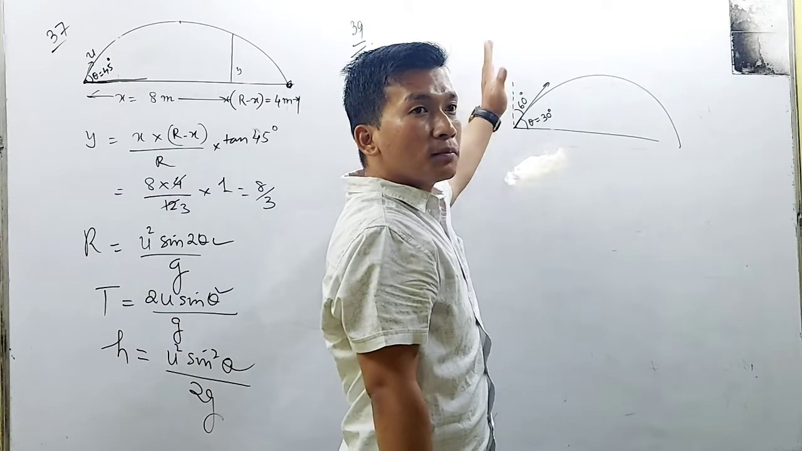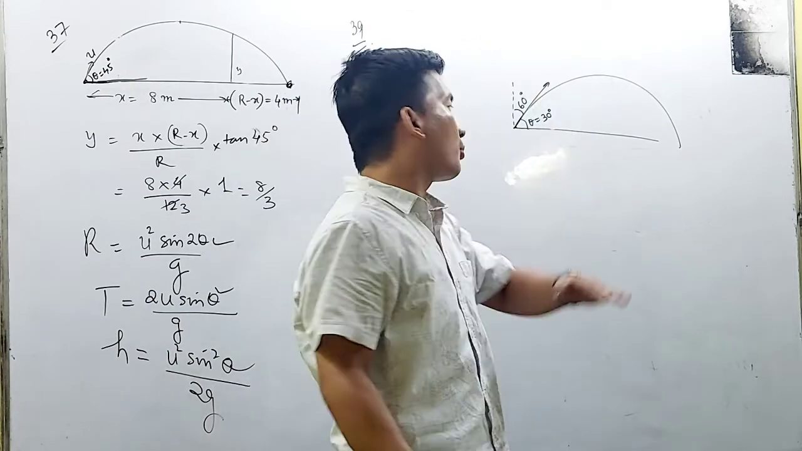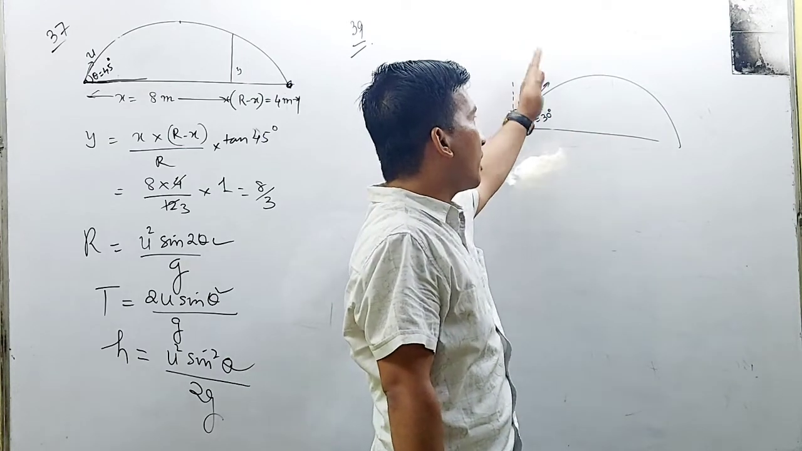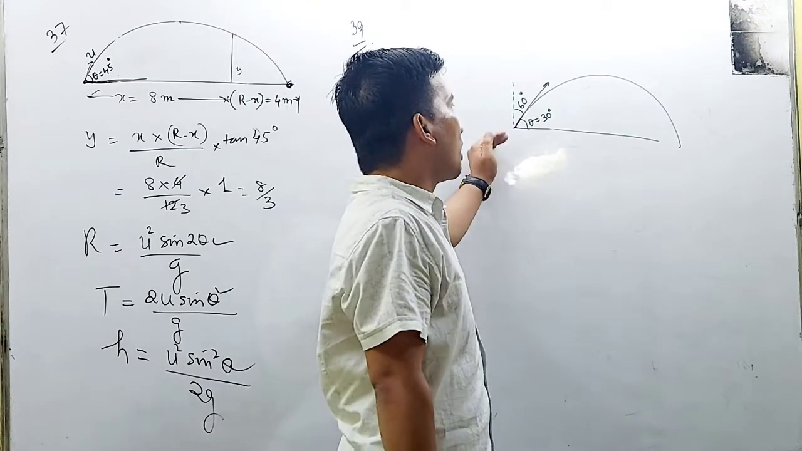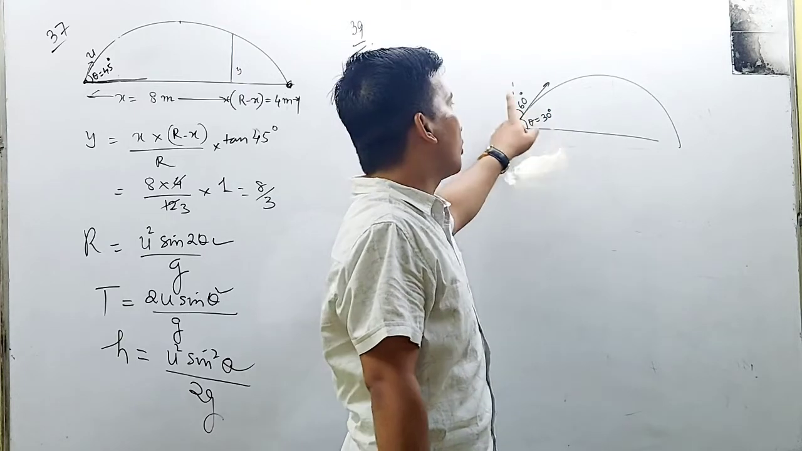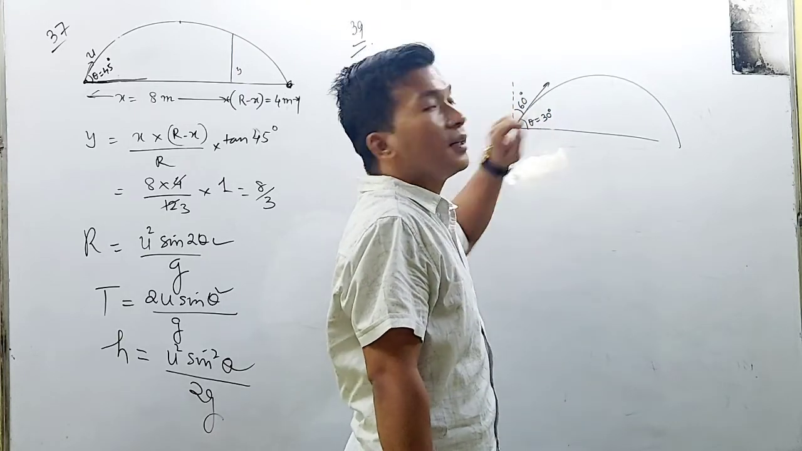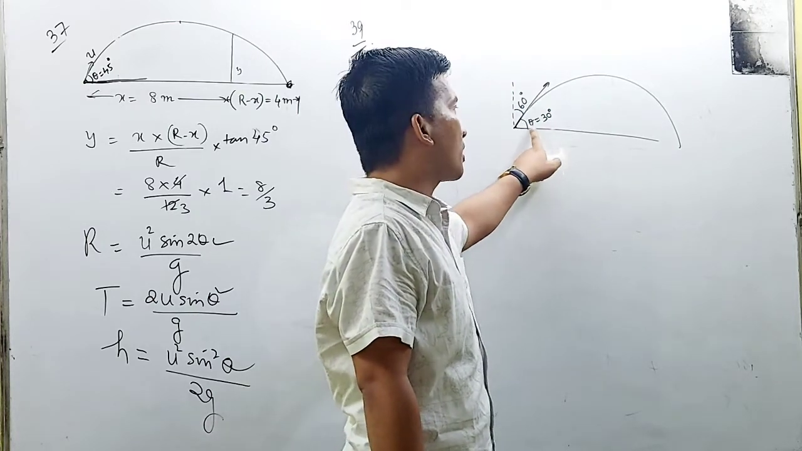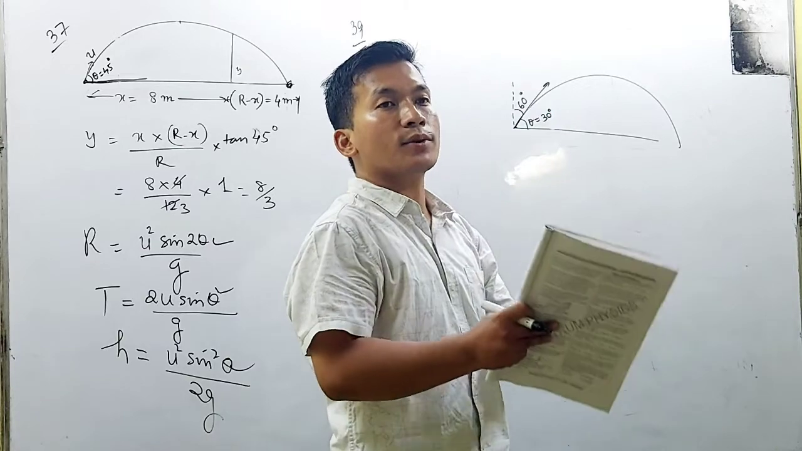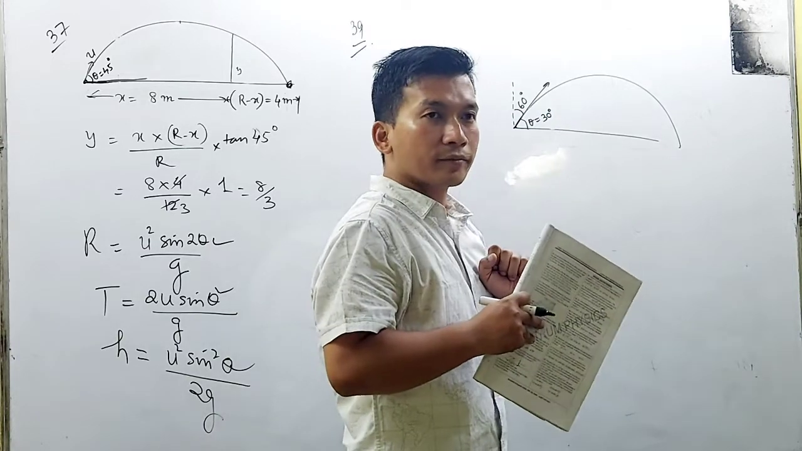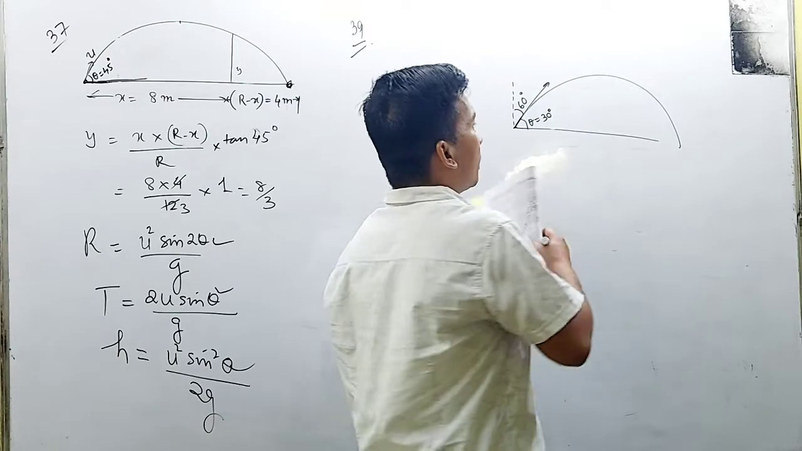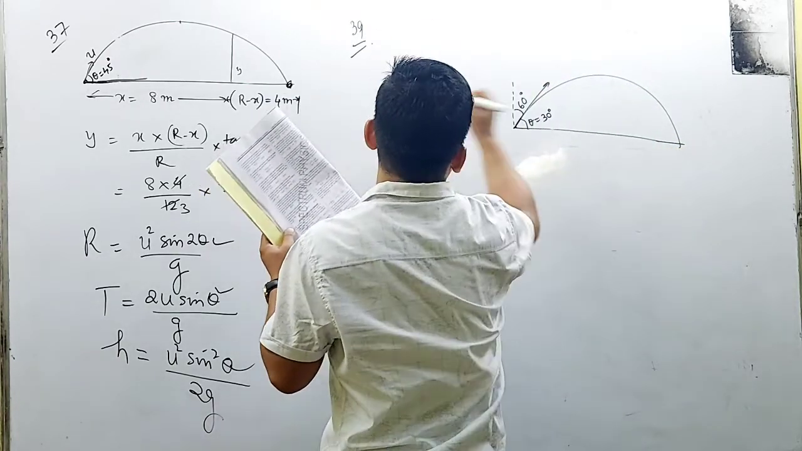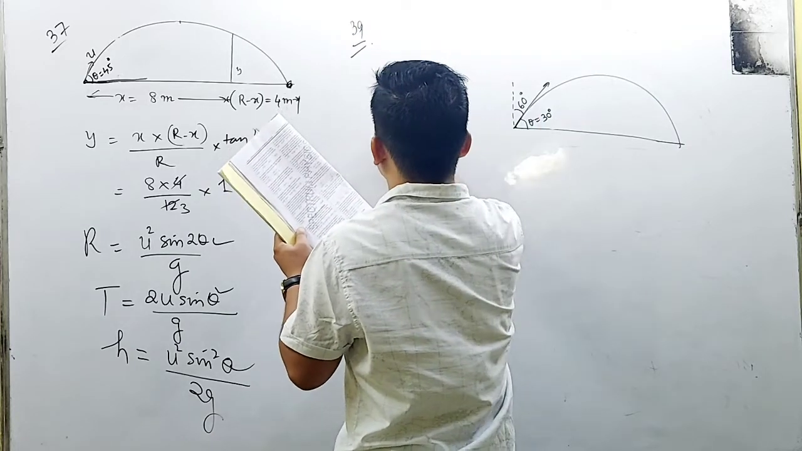But all the formulas are with respect to the horizontal, so the vertical angle is converted to the horizontal angle: that is 90 minus 60, which is 30. The angle of projection is 30 degree for this question number 39. Okay, understood? We have one dimensional motion and two dimensional motion.